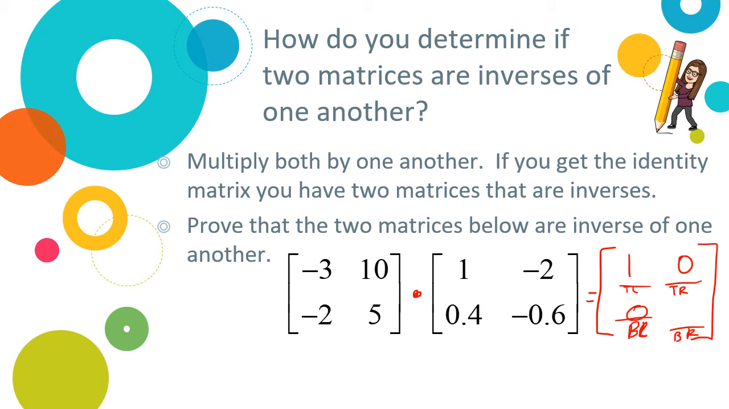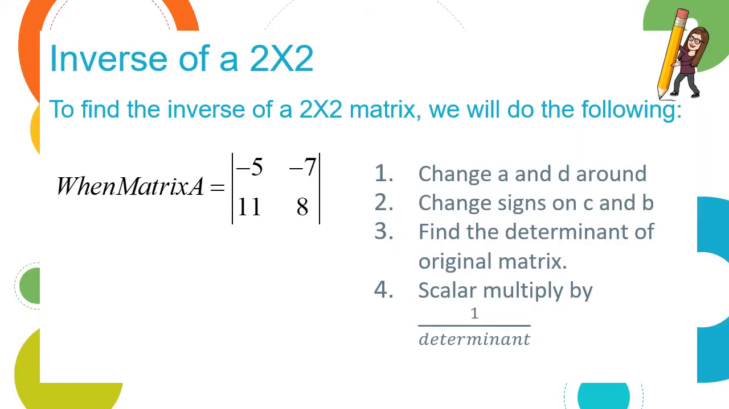And the last would be bottom right. Bottom right would be negative 2 times negative 2 and 5 times negative 0.6, which would get me to a 1. So in this case, that's good. That's what I needed, right? I needed the identity matrix, so our final answer would be yes. So checking if they're inverses is pretty simple, but we also want to find inverses.